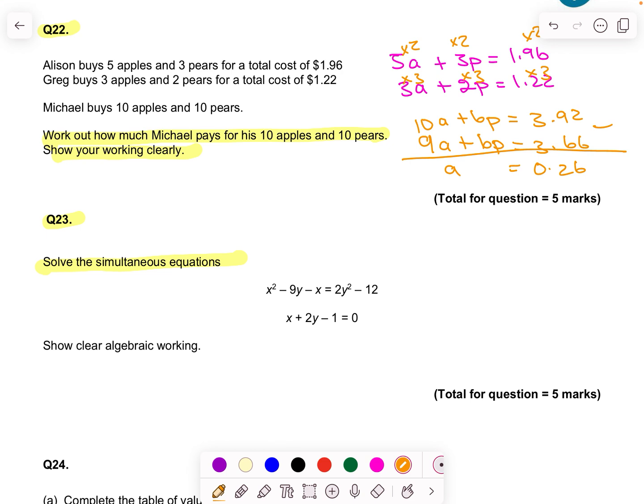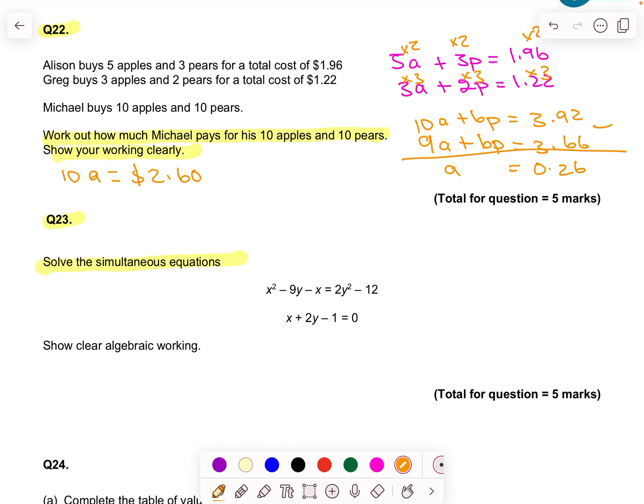So that's fine. So 10 apples, 10a would be 10 times, so $2.60.